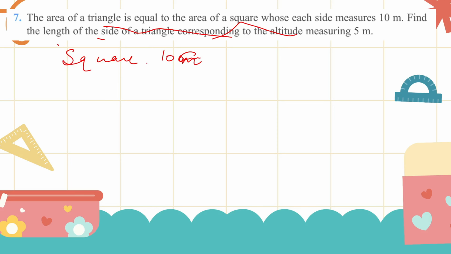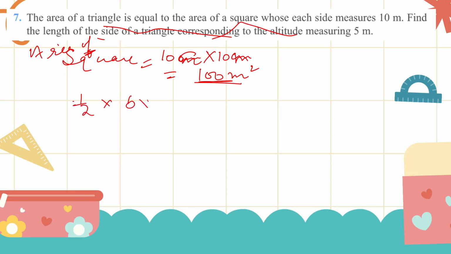Now in this sum, firstly we need to find the area of the square. Area of square, you tell me in the comment box. You will tell me that is 10 tens are 100 meter square. This is the area of the square. Now what is given? Area of triangle is equal to the area of square. So for the area of triangle we are going to use 100.